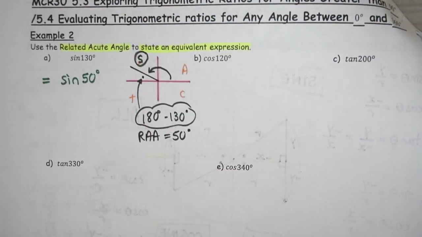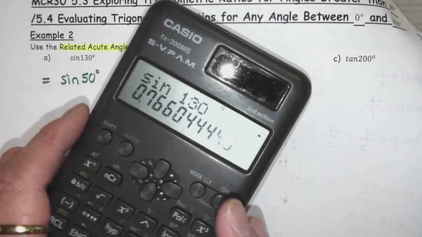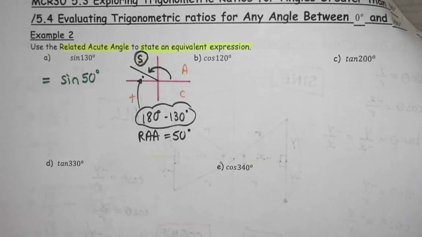So there I did it. That's all they were asking. They're not asking you to calculate. I don't want the decimal. They weren't asking for that. They were saying, write it again in an equivalent way.